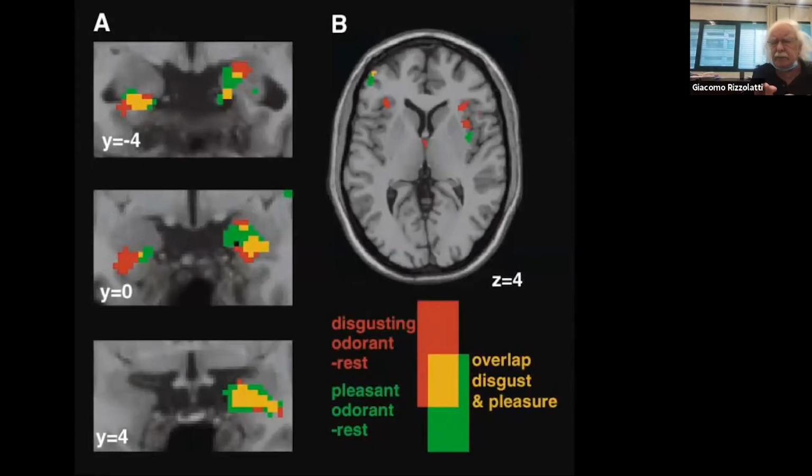So we did an fMRI experiment. Again, very interesting because it was subdivided in two parts. In the first part, we inserted into the nose a tube and put some odorant, which could be pleasant, could be disgusting, or nothing. And you see in this experiment that this red spot is the area which is active. This area here is the insula, and the rostral part is exactly that part that I showed you a second ago. It was very active in determining disgust.